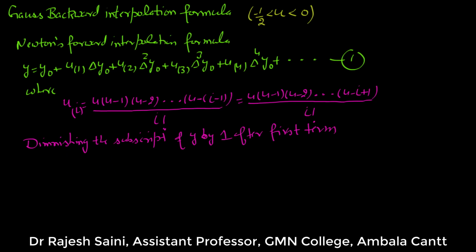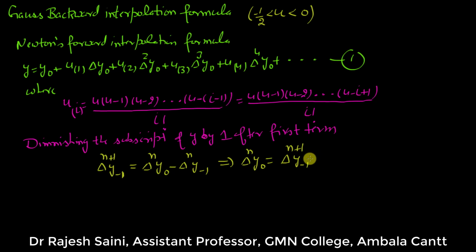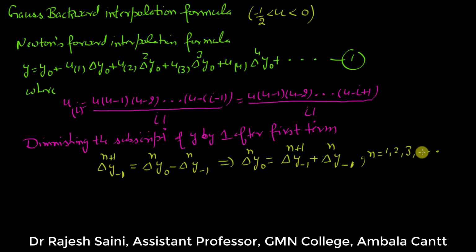For the same we will be using the relation: delta n y naught, by definition, is nothing but delta n plus 1 y minus 1. This implies that delta n y naught is equal to delta n plus 1 y minus 1 plus delta n y minus 1, where n is equal to 1, 2, 3 and so on. So we will be using it in equation 1, diminishing the subscript of y by 1 after the first term, using the above result in 1.